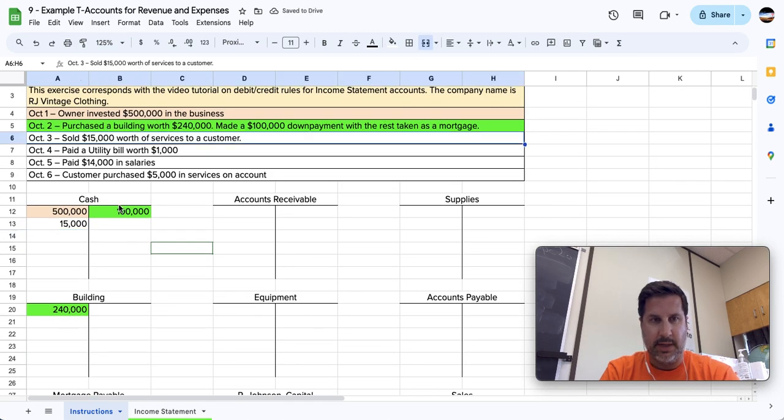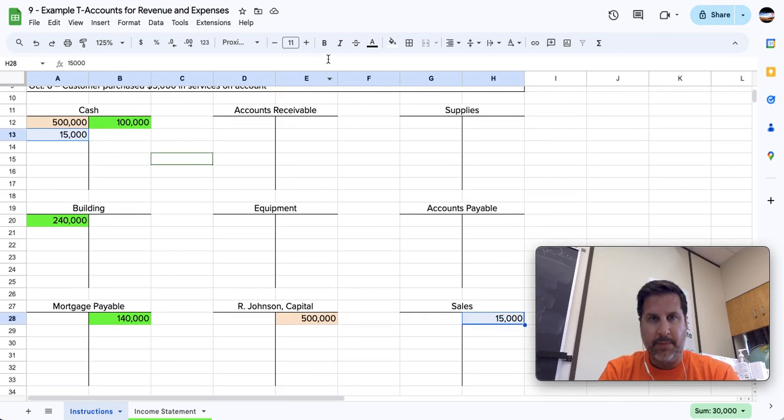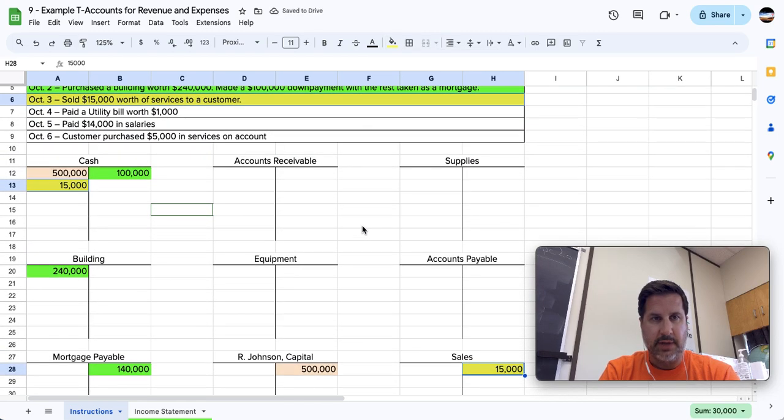You're going to see this a million times during the course. But now we are upping the complexity here by doing a transaction where we've got income statement and balance sheet accounts talking to each other.